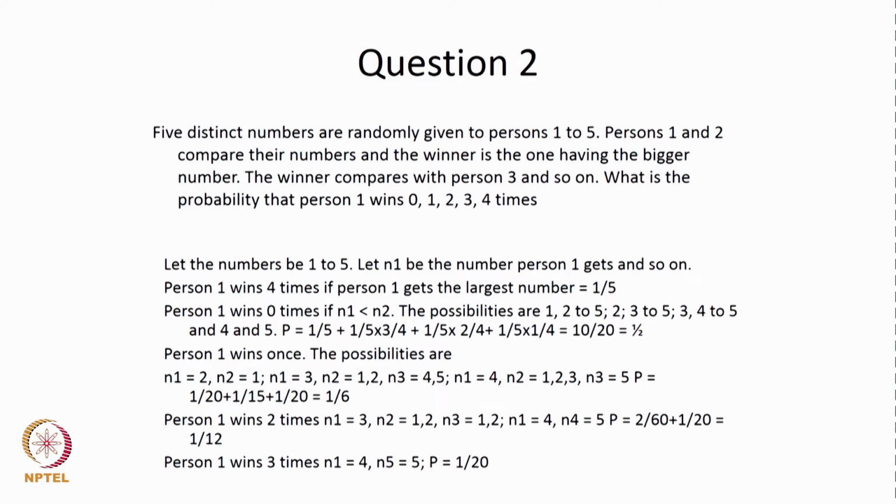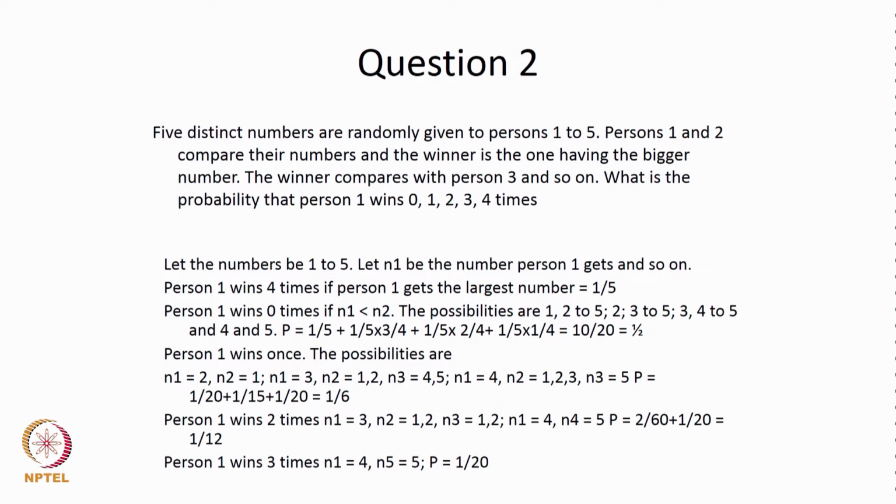We come to the next question. 5 distinct numbers are randomly given to 5 persons. So, persons 1 and 2 compare their numbers and the winner is the one having a bigger number. The winner then compares it with person 3 and so on. What is the probability that person 1 wins 0 times, 1 time, 2 times, 3 times and 4 times?